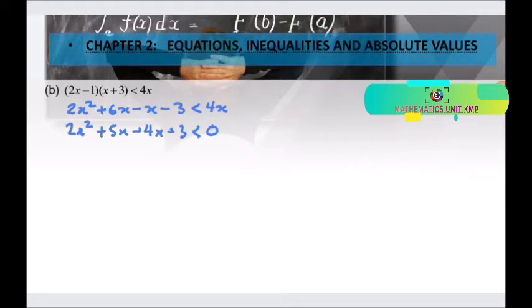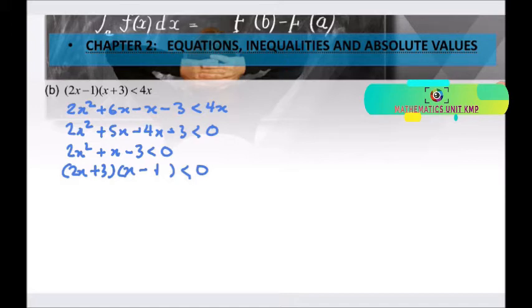By simplifying, we will get 2x squared plus x minus 3 less than 0. Let's factorize the quadratic. So we will get 2x, positive here and negative. Right?